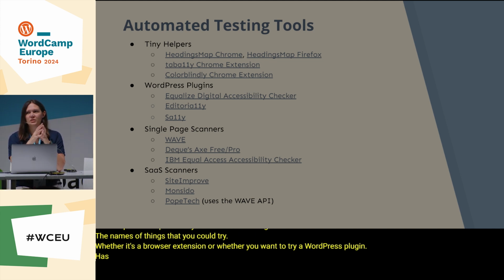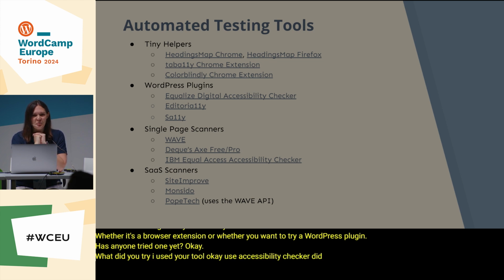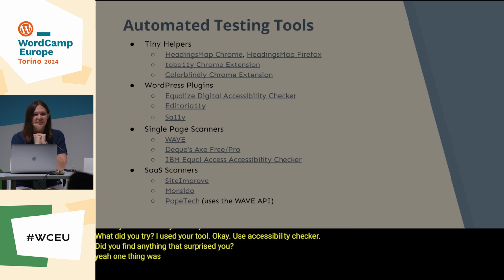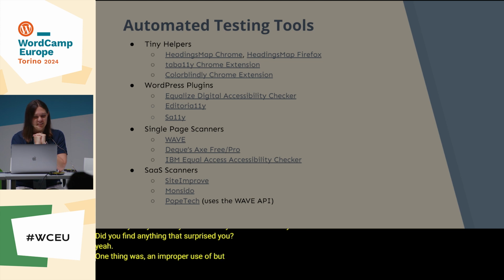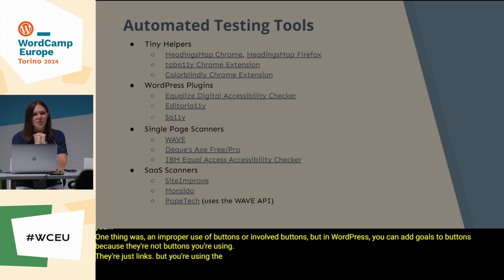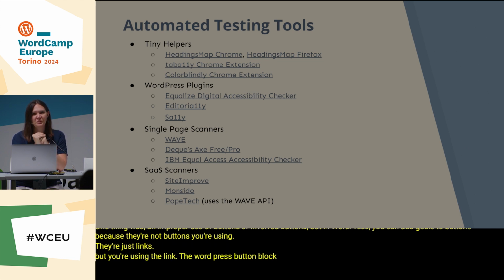Has anyone tried one yet? What did you try? I used your tool. Okay, the accessibility checker. Did you find anything that surprised you? Yeah, one thing was an improper bold on buttons, but in WordPress, you can't add bold to buttons because they're not buttons. If you're using the WordPress button block, they're just links. You can't give it bold.